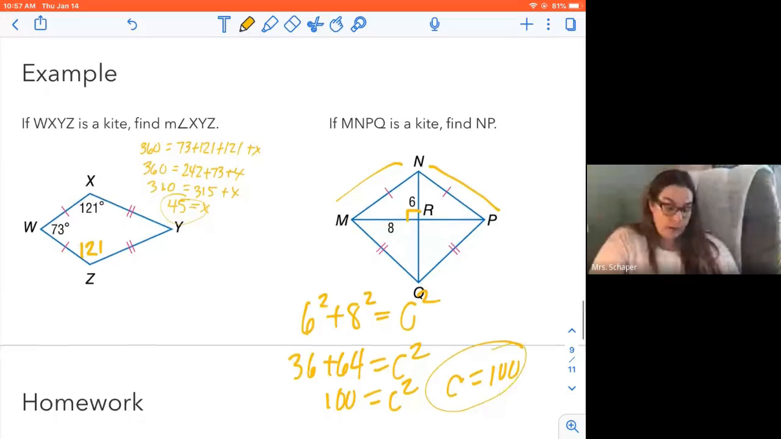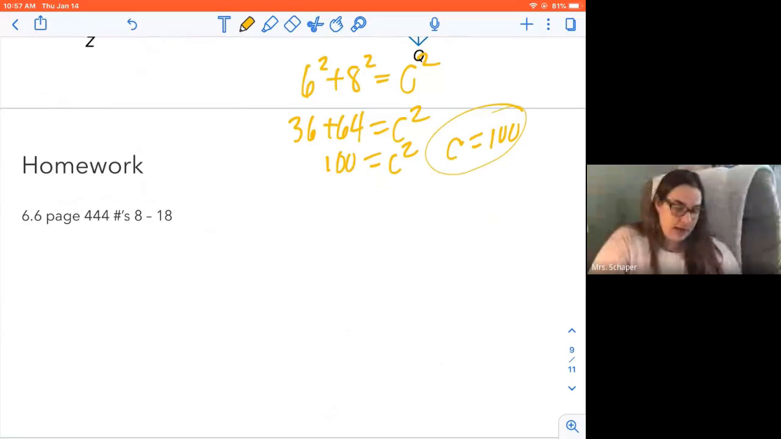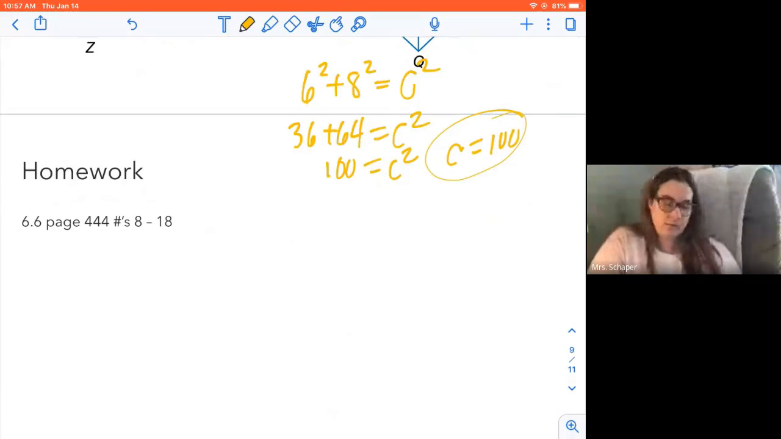There we go. All right. Your homework is to do page 444, 8 through 18.